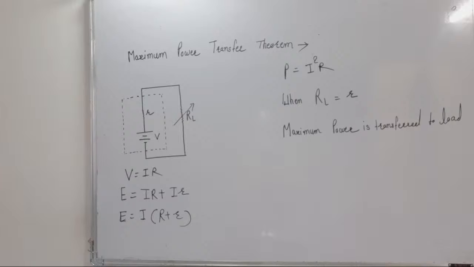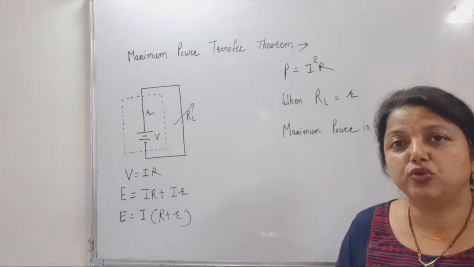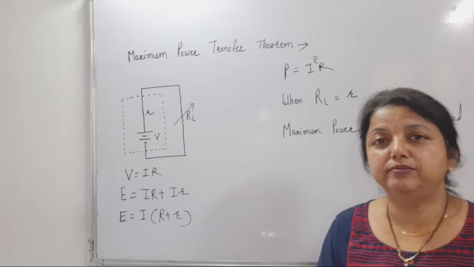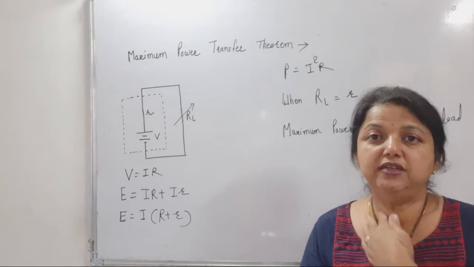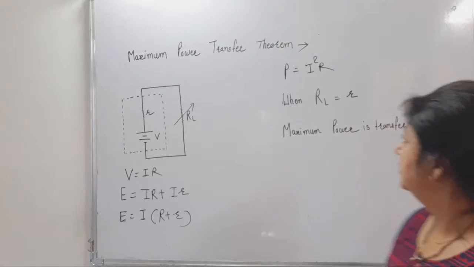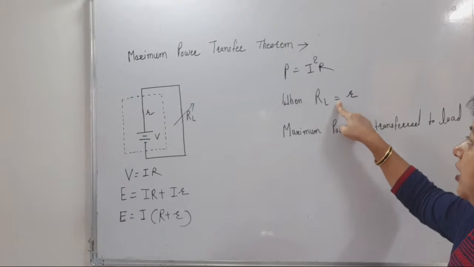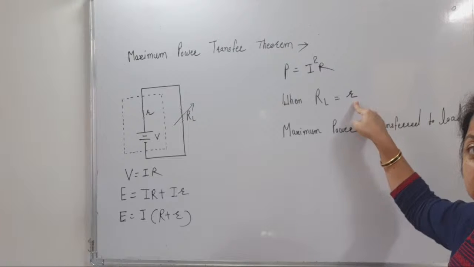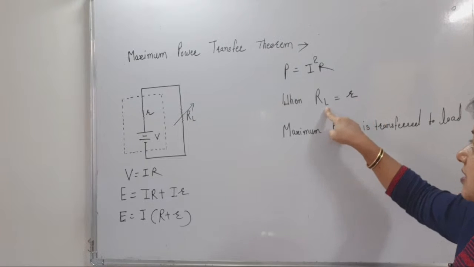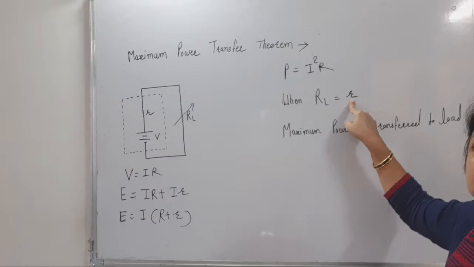Maximum power transfer theorem states that the power transferred from source to load is maximum when load resistance is equal to the internal resistance of the source. When load resistance is equal to internal resistance of the source.